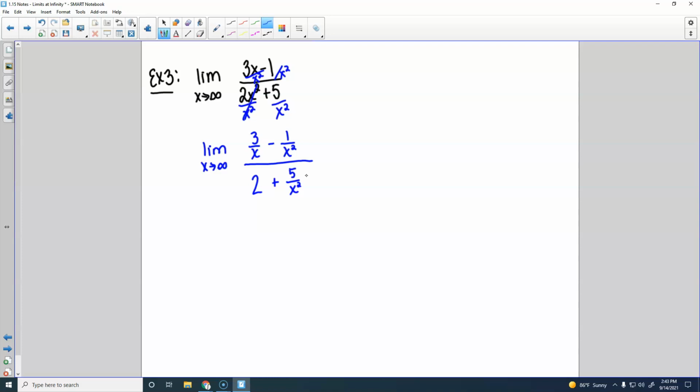What happens if x squared is in the numerator? Since we had an x right here, it canceled with one of the x's here.